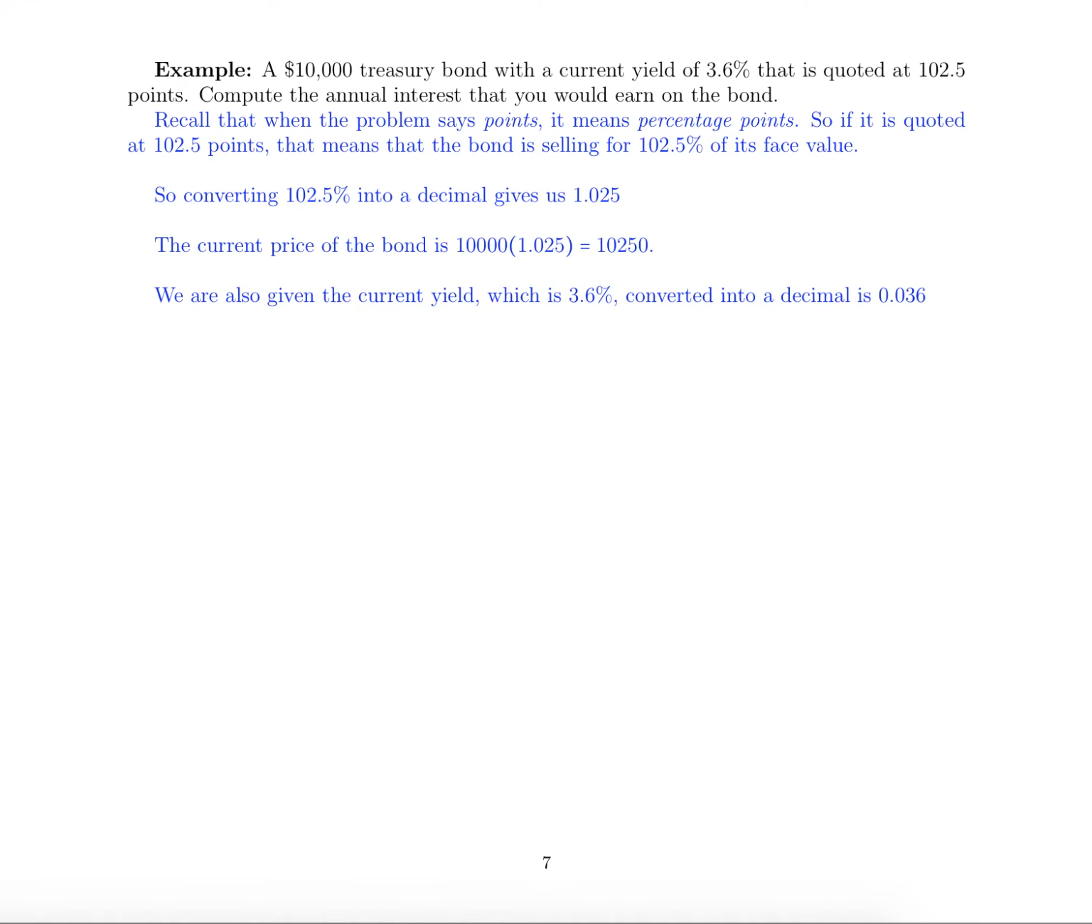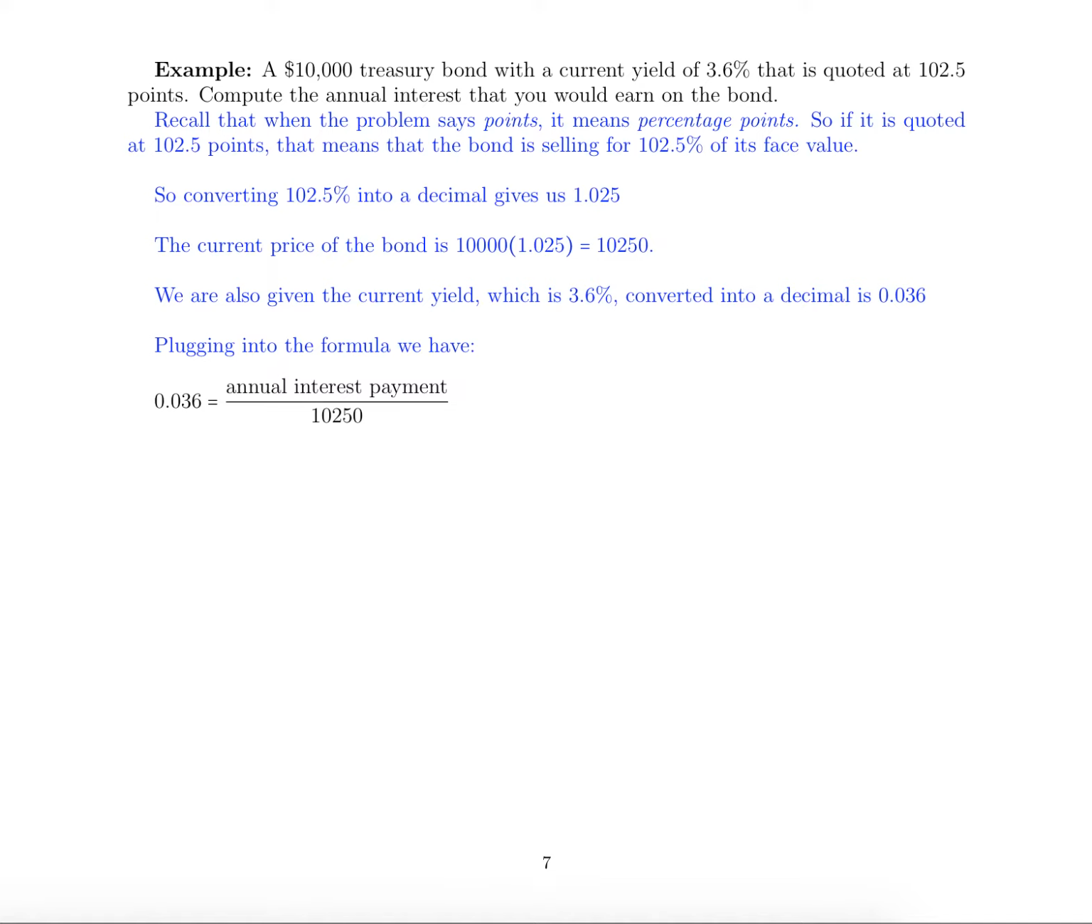And then we're also given the current yield, which is 3.6%. Again, we must convert that into a decimal, 0.036. And then we plug into the formula just directly. So we have current yield equals annual interest payment divided by current price. So 0.036 equals annual interest payment divided by 10,250.